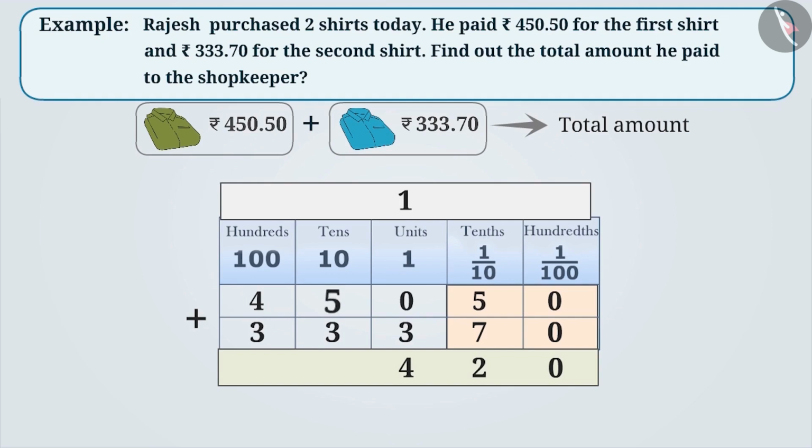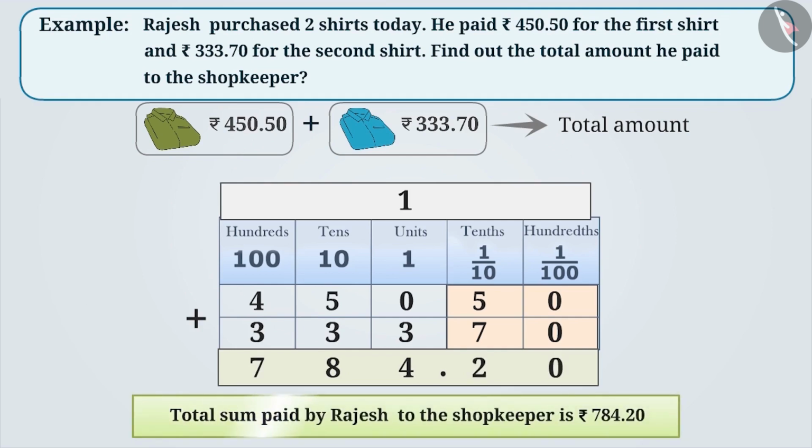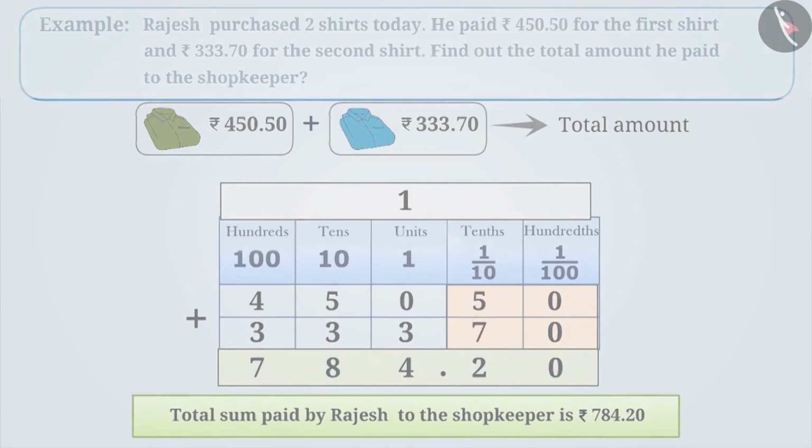Similarly, the sum of digits in the tens place is 8 and the sum of digits in the hundred place is 7. Therefore, the sum of these decimal numbers is 784.20. Thus, the total amount Rajesh paid is rupees 784 and 20 paisa.